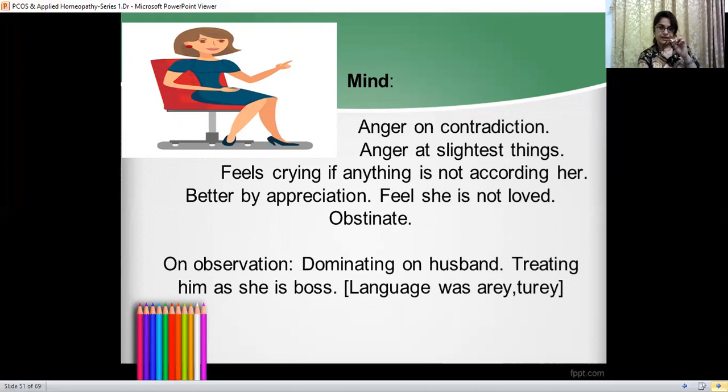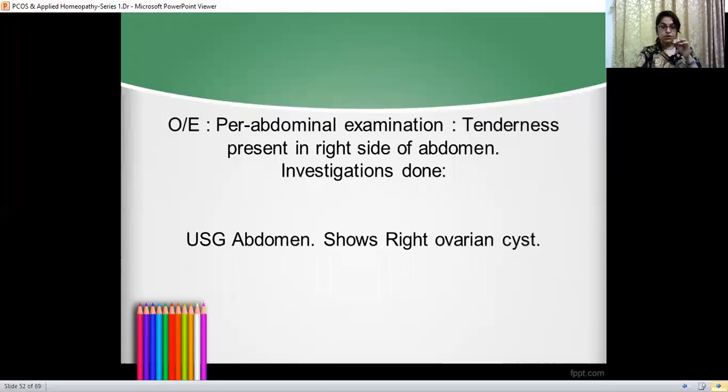Also, she is obstinate. On observation, she was dominating her husband, treating him as if she's the boss. Her language was like, "Aye, tu." She was behaving very rough and very dominating with her husband. That was an observation symptom. On per abdominal examination, when I checked her, there was tenderness present on the right side of the abdomen.